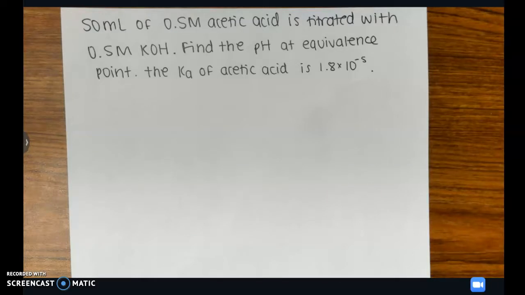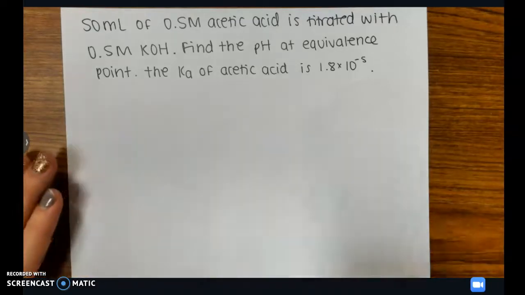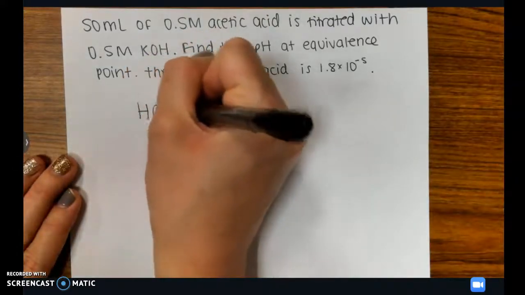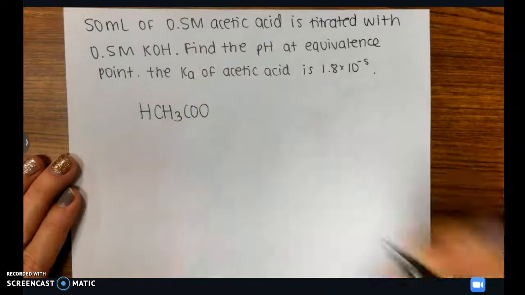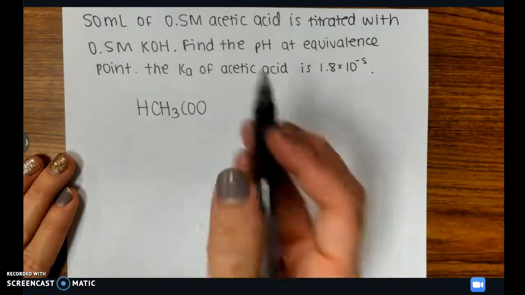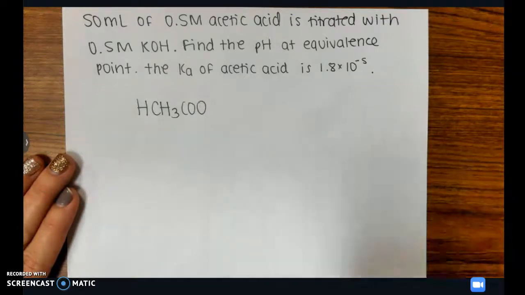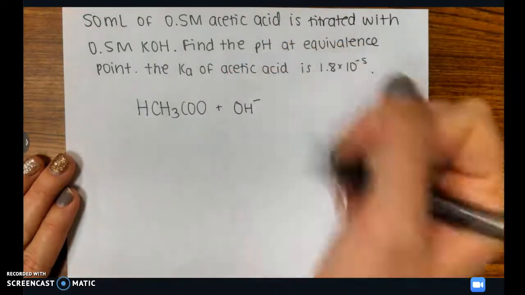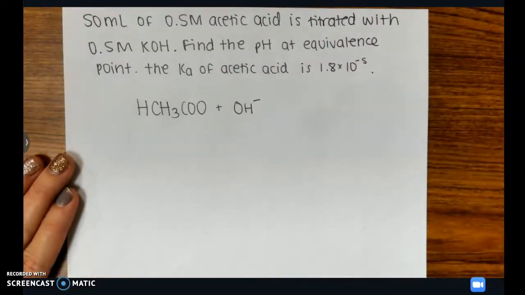So first thing I want us to do is write our reaction. Acetic acid, which is a weak acid, is HCH3COO. And then KOH. KOH is a strong base. Strong acids and bases fully dissociate in water. That means the K and the OH fully separate. So we can just write plus OH minus. The K doesn't really matter.